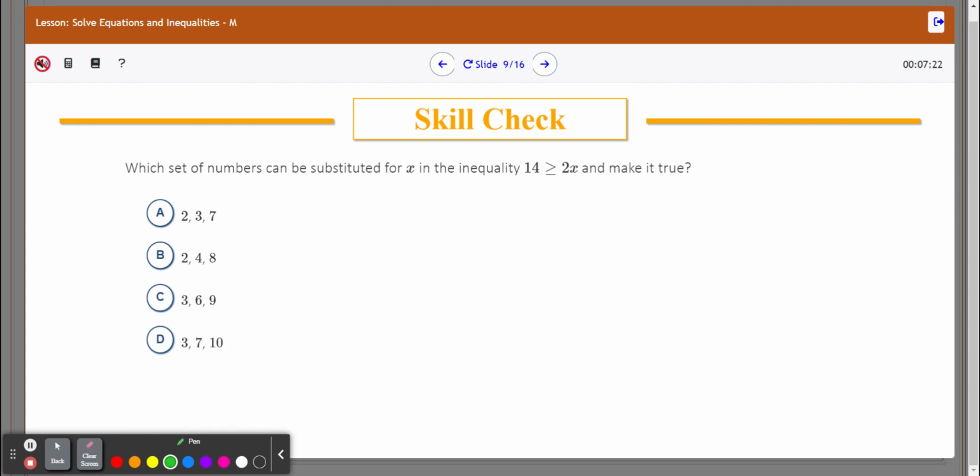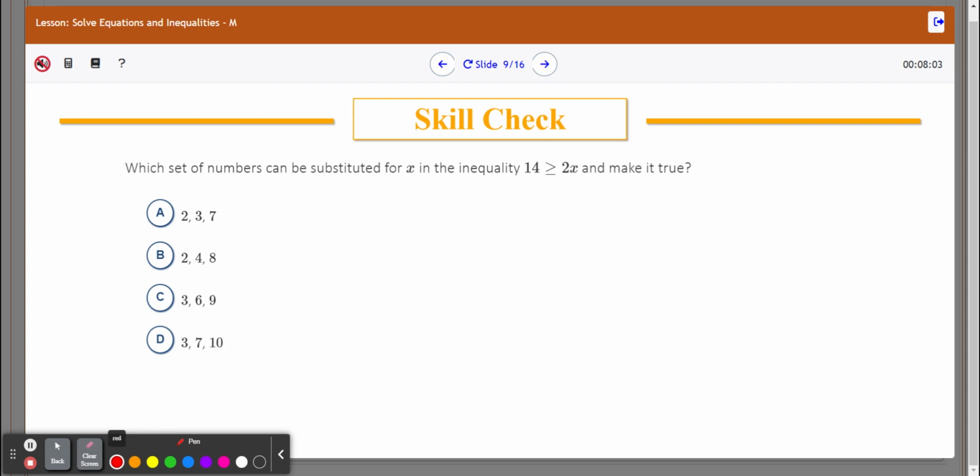How about 3? If I plug in 3, I get 2 times 3, or 6. Well, 14 is greater than or equal to 6. And then finally, plug in the 7. If I plug in 7 for x, 2 times 7 is 14. Now notice, it says 14 is greater than or equal to. So that means that if I plug in 7, that's also true. That is correct. Now look at my other ones. We already did 2. Now plug in your 4. If you plug in 4 for x, you get 14 is greater than or equal to 8. 2 times 4 is 8. Well, that's true.